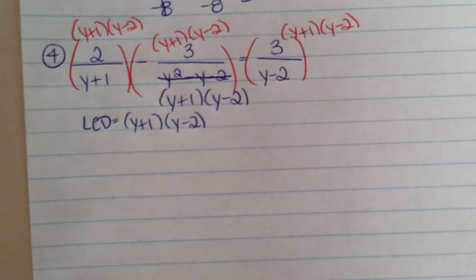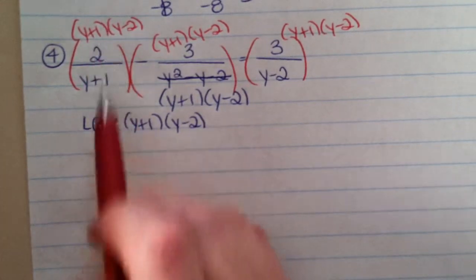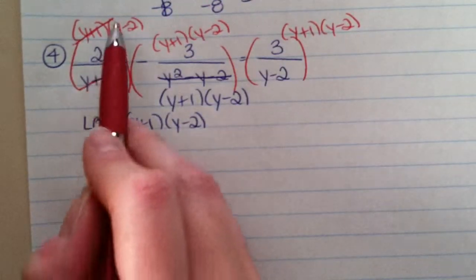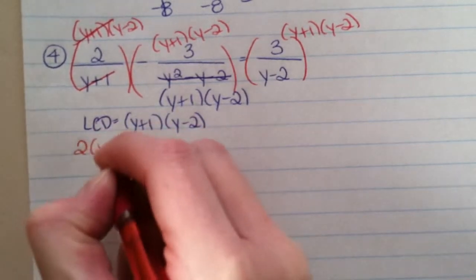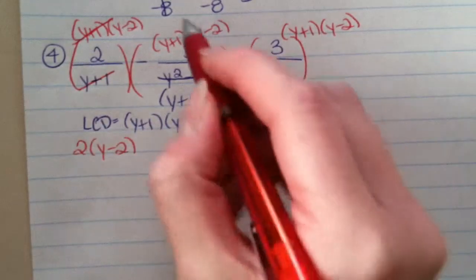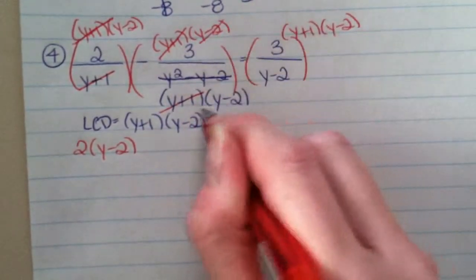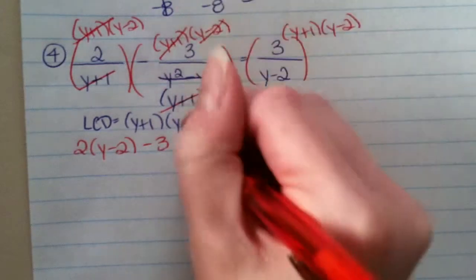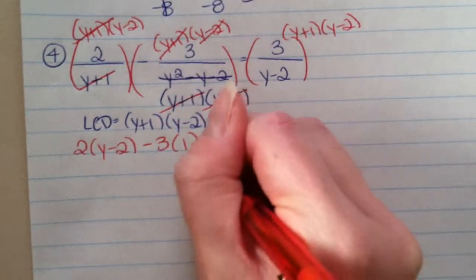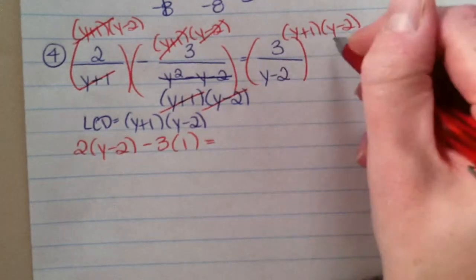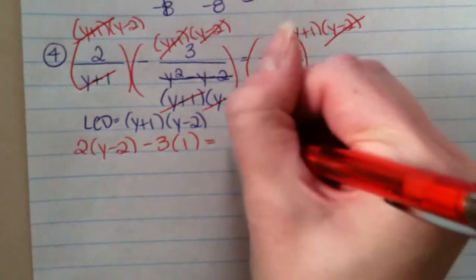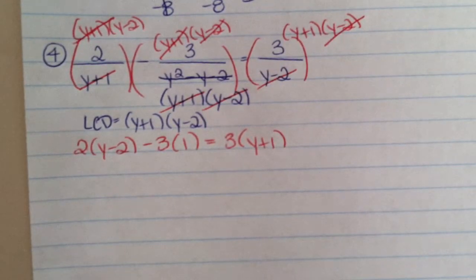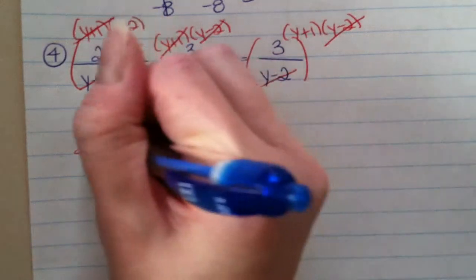And I continue the same process I've been doing with 1, 2, and 3. I eliminate anything they share. So for the first term, they both share y plus 1, so all I'm left with is 2 times y minus 2. Next, the y plus 1s and the y minus 2s drop each other out. So all I'm left here is just minus 3, and since it canceled out, that becomes a 1. Equals. The last term, the y minus 2's drop each other out, so I'm left with 3 times y plus 1. Okay, now I have to do some distribution.